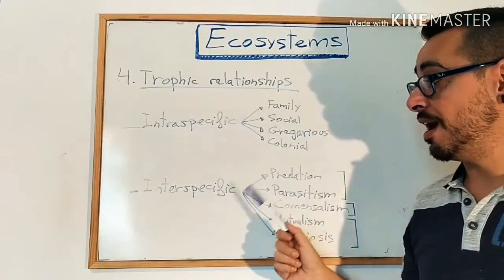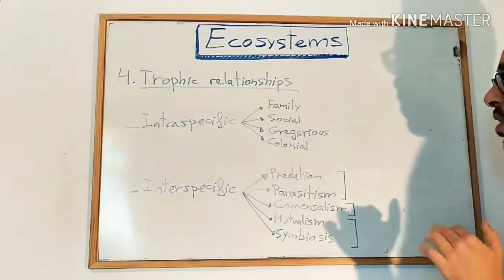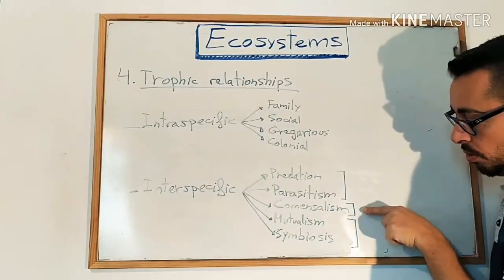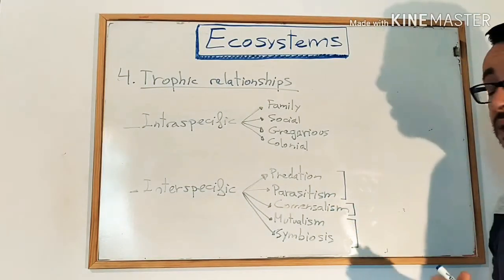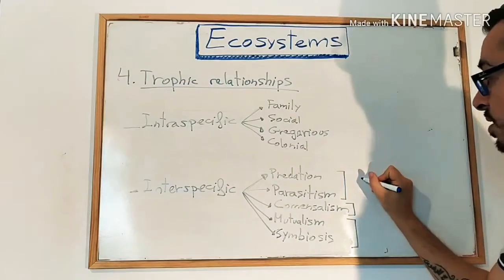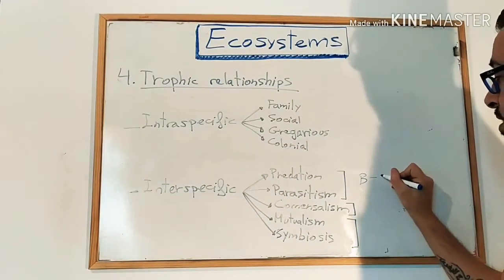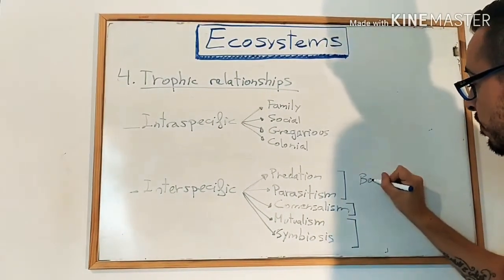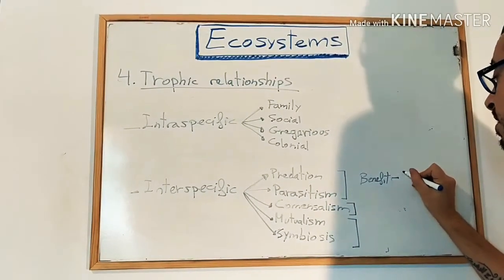Interspecific associations are among different species. We have three main classes. These two, this one, and these two. These two, predation and parasitism, one of the species is benefited and the other is harmed. One is benefited, and the other one is harmed.